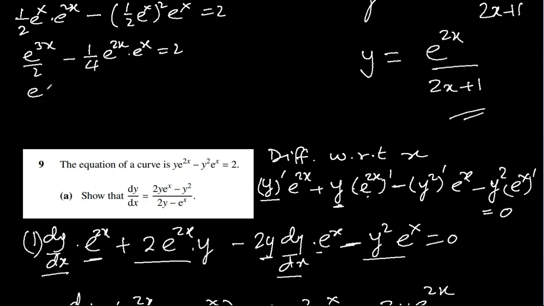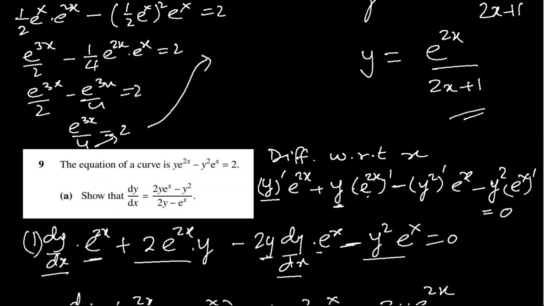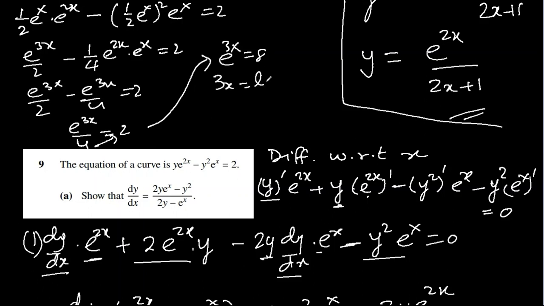So it becomes e to power 3x over 2 minus e to power 3x again over 4 equal to 2. And if I subtract, it becomes e to power 3x over 4 equal to 2. Yeah, because half minus 1/4 is 1/4. So cross multiply, let's complete it here. e to power 3x equal to 8. 3x equal to ln 8, x becomes ln 8 over 3.